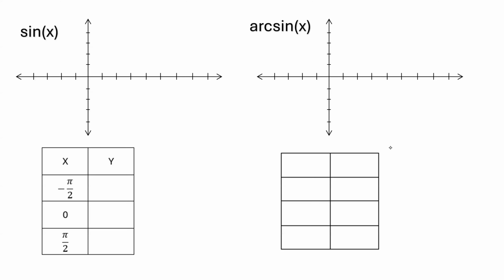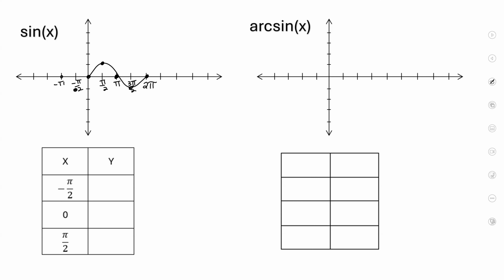I'm going to start off by graphing the sine function. The sine function is graphed in a period of 2 pi. And this would be 3 pi over 2, pi, and pi over 2. So it would be here, here, here, here, and here. This is my sine function. And of course, it would continue in this direction.